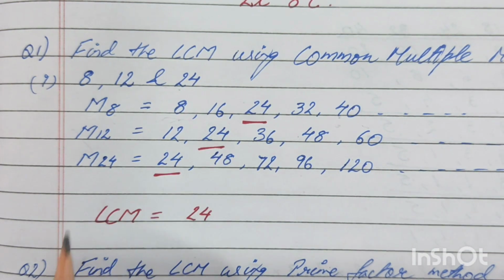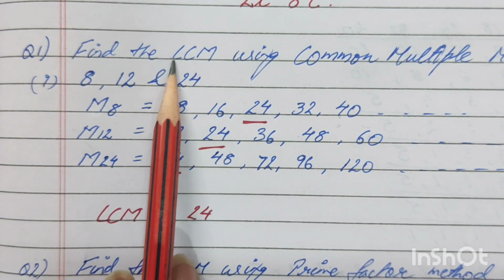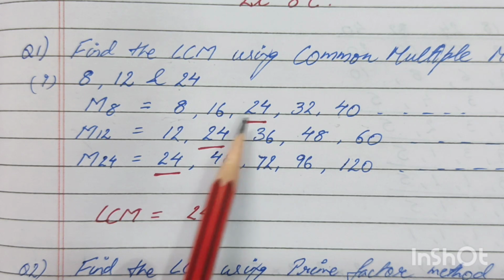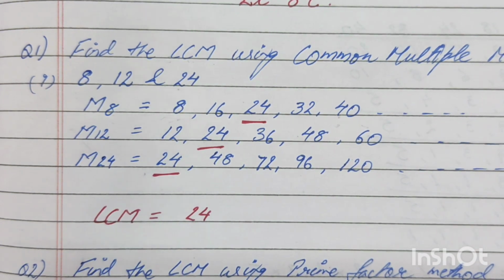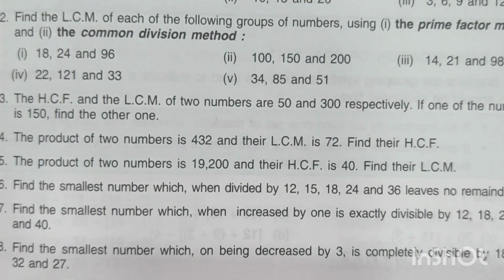Now out of this, because we have to find the LCM, that is the lowest common multiple, I have underlined the lowest common multiple in all 3, and we get the answer as 24.